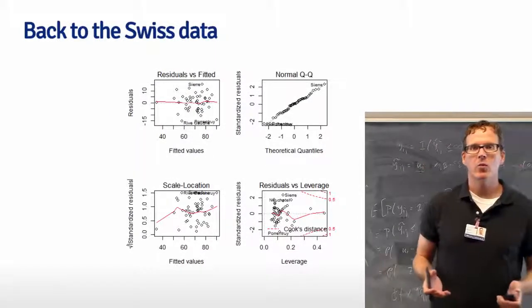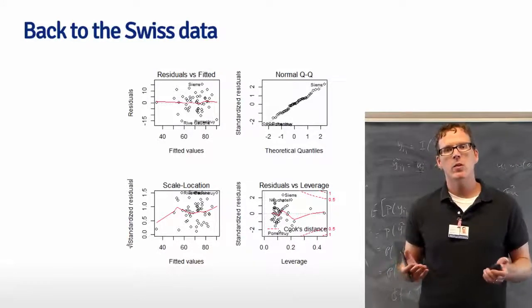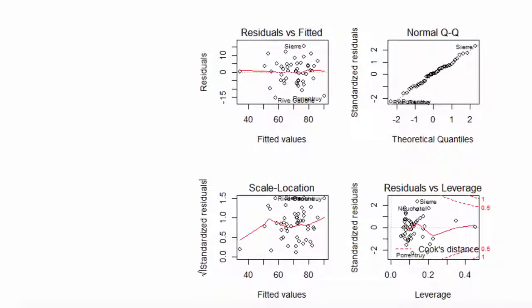So let's go back to the Swiss data and just look at the different examples of diagnostic plots that get spit out by default by R. Remember, at the beginning of the lecture, we started out with this. So let's see if now we can interpret these things.